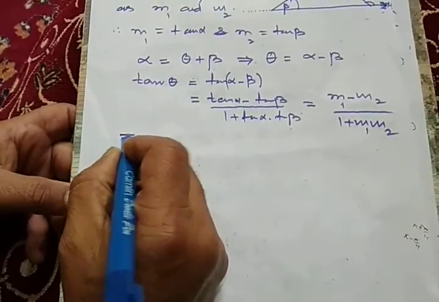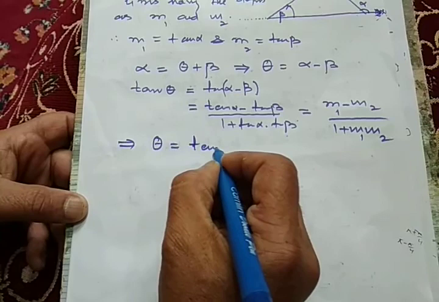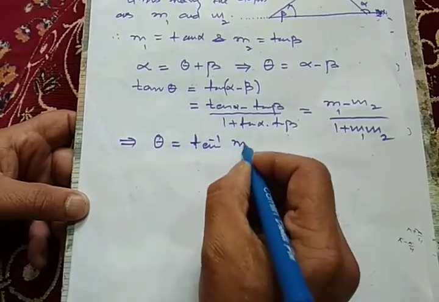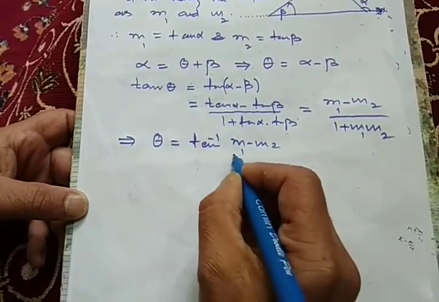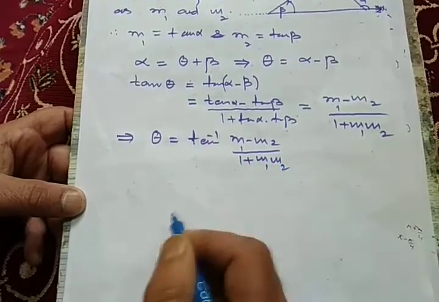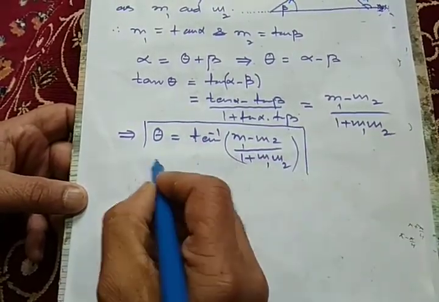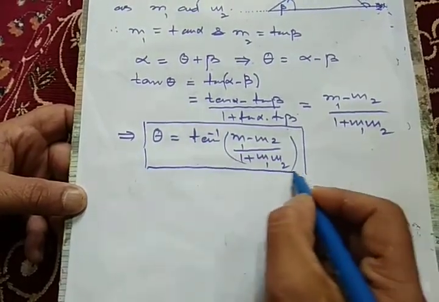Therefore, we can say that theta is equal to tan inverse of M1 minus M2 whole divided by 1 plus M1 M2, like this. Now this is the angle between the two lines.